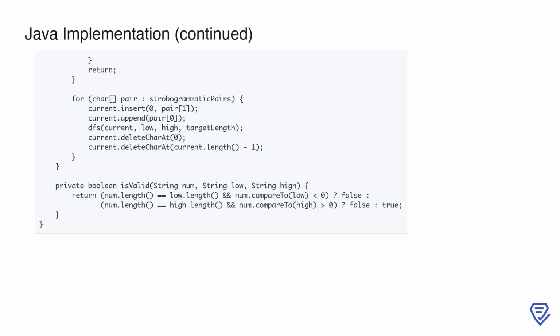The isValid method ensures the generated number lies within the range by comparing its length and lexicographical order with low and high. If it's out of bounds, we return false, otherwise, true. This approach ensures we only count valid strobogrammatic numbers efficiently.